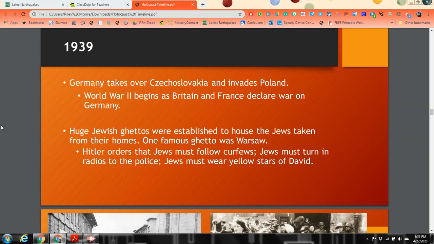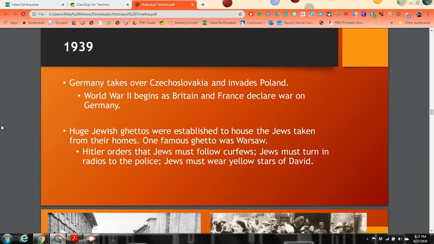Now, Hitler also created what was called a ghetto, which were basically like apartments that families had to cram into, and they would have multiple families per apartment. And these were all for the Jews in a certain area of town. One of the most famous was called Warsaw.